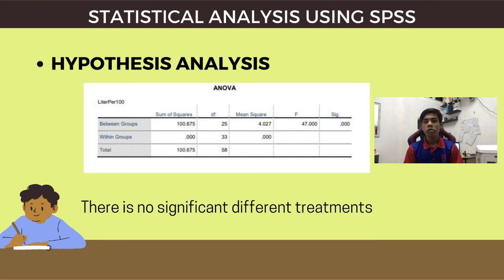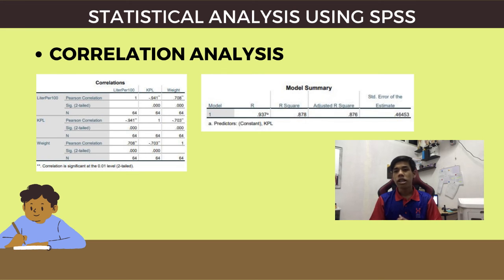Next, we wanted to look into hypothesis analysis, and from the observation that we had, there is no significant difference among the treatments in ANOVA in liter per 100. In correlation analysis, we're using the Pearson's correlation to look into three variables: liter per 100, KPL, and weight.